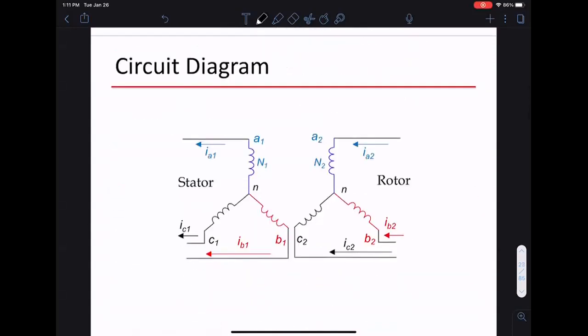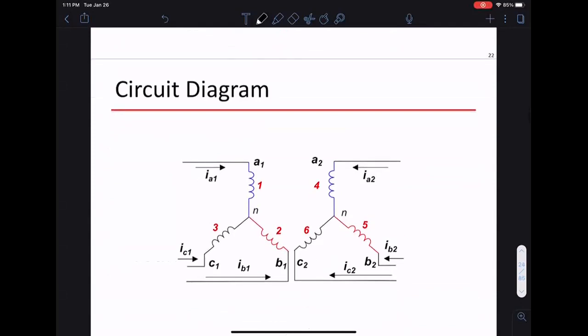The circuit diagram looks something like this. Basically, in the stator you have a three-phase, in this case a Y-connected circuit. In the rotor, you have a three-phase Y-connected circuit, and then you rotate. There's a speed difference between the rotor and the stator, and the air gap. So you set up this kind of circuit diagram.